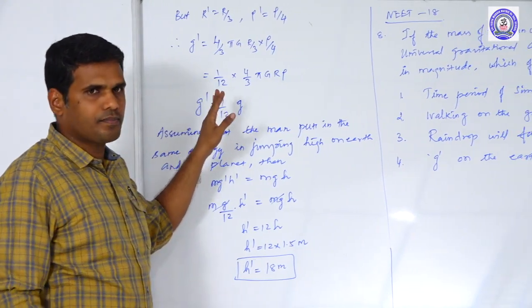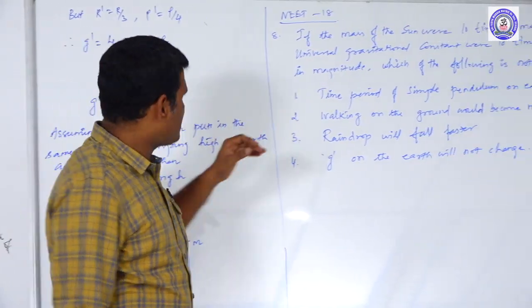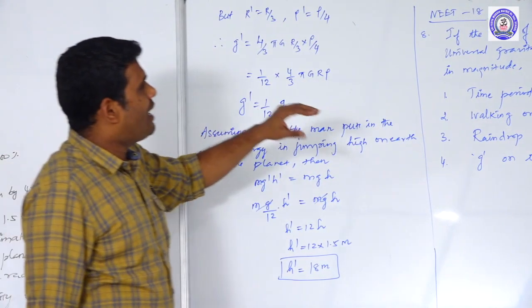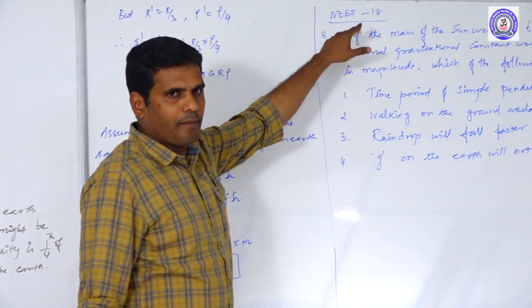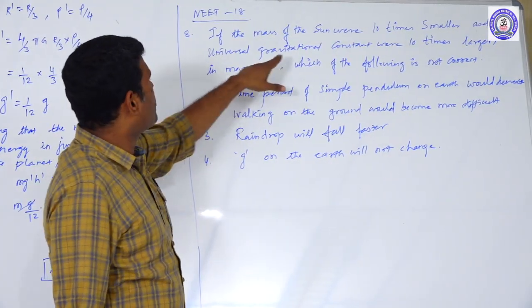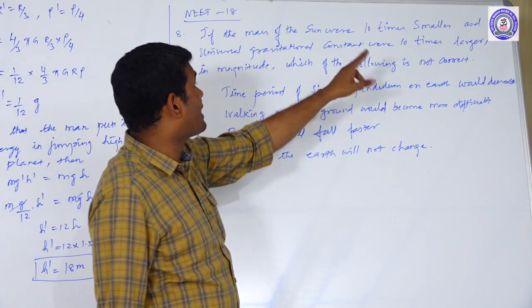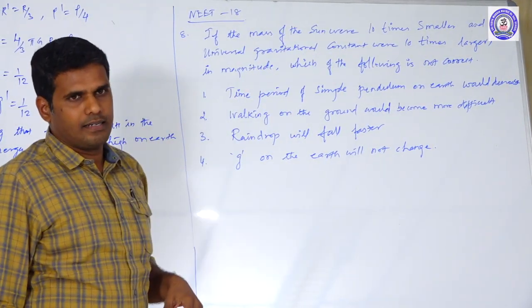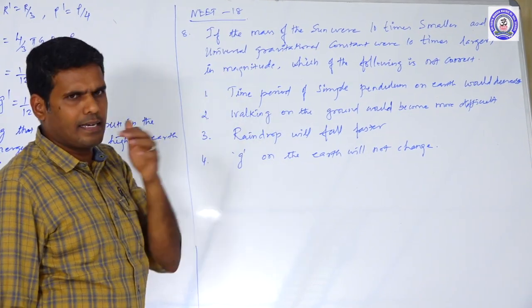Then, based on this idea, g equals GM divided by r square, we have a neat question, NEET 18. If the mass of the sun were 10 times smaller and the universal gravitational constant were 10 times larger in magnitude, which of the following is not correct?